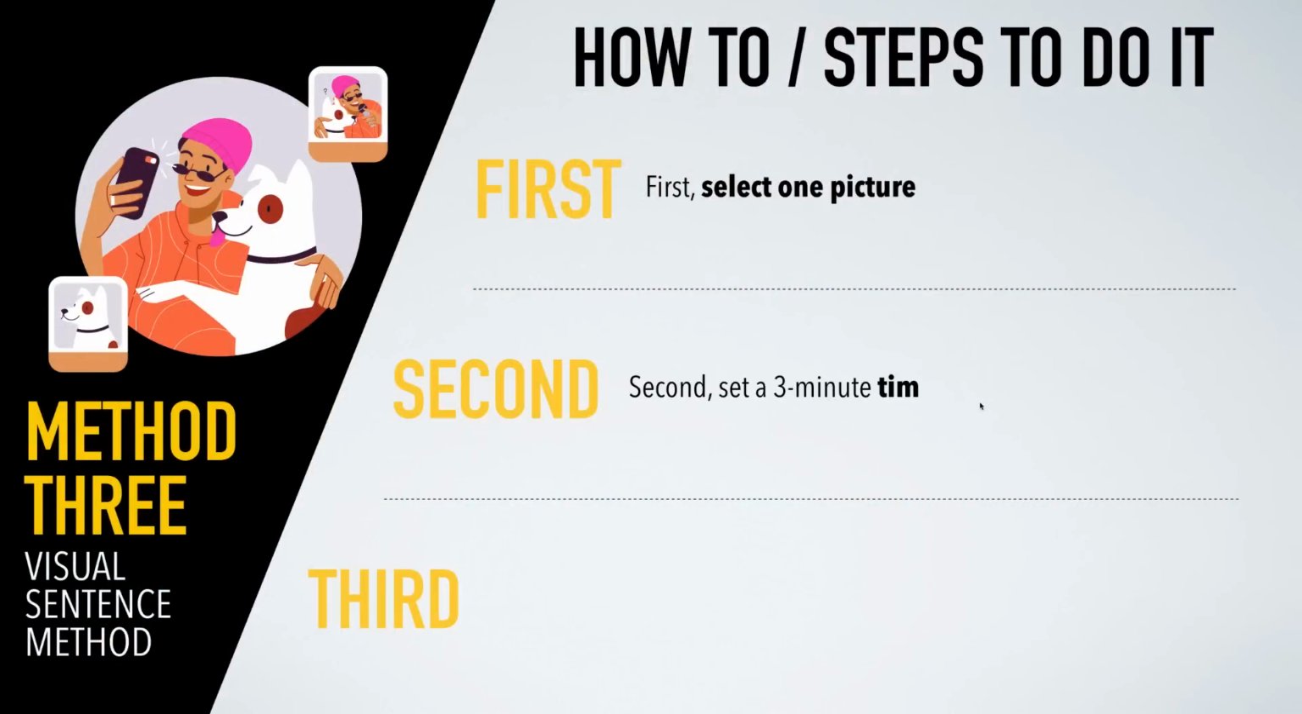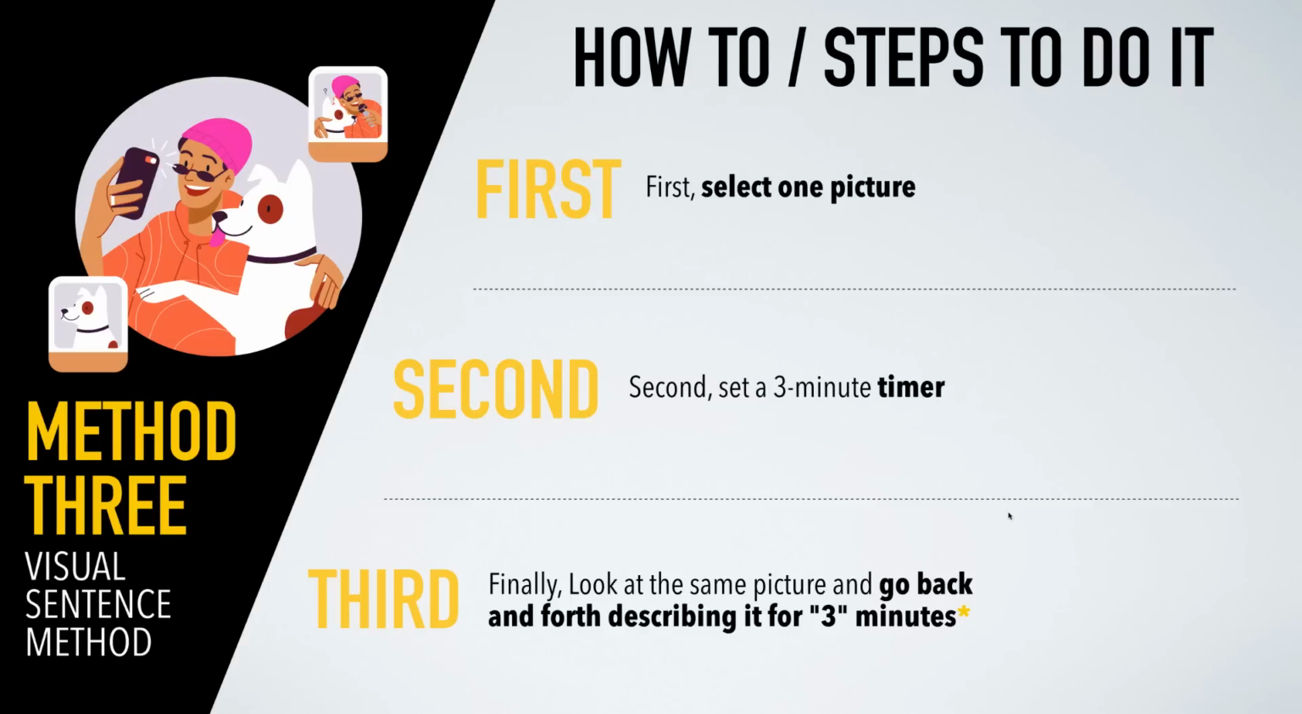All right. You select the picture. Then second, set a 3-minute timer. Why do you need a timer? Here's why. You're going to look at the same picture and go back and forth describing it for 3 minutes. That's right. You're going to go back and forth.